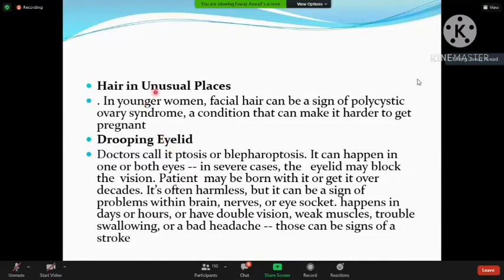Sometimes we are going to examine, as we will see, if there will be hair in unusual places. And sometimes drooping of the eyelid. Sometimes the patient may be born with it or get it over decay. It's often harmless, but it can be a sign of problems within the brain or within the nerves or eye socket. Sometimes this type of patient may have double vision, weak muscles, and so on.